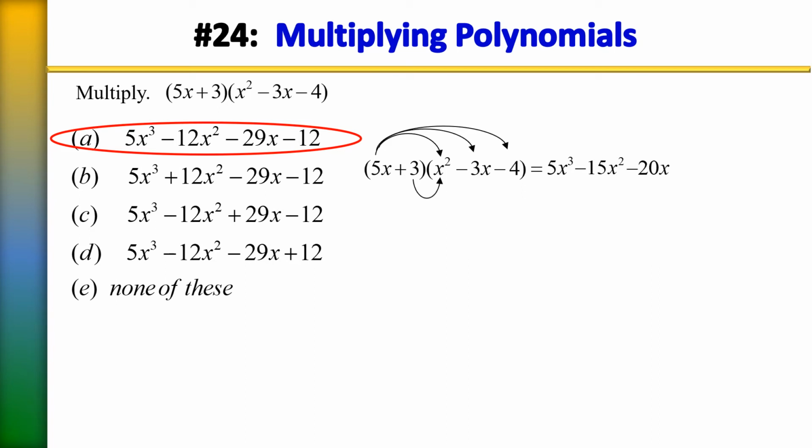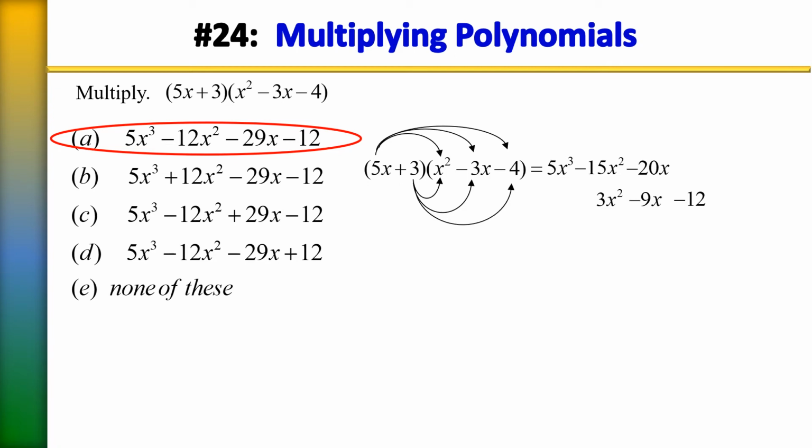3 times x squared equals 3x squared. Now I'm going to go ahead and place that under the x squared terms because later I'm going to have to combine them. So it just makes it easier when you organize it that way. Next, 3 times -3x equals -9x. And then lastly we have 3 times -4, which equals -12.